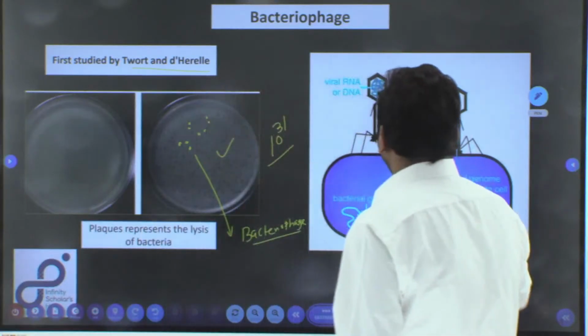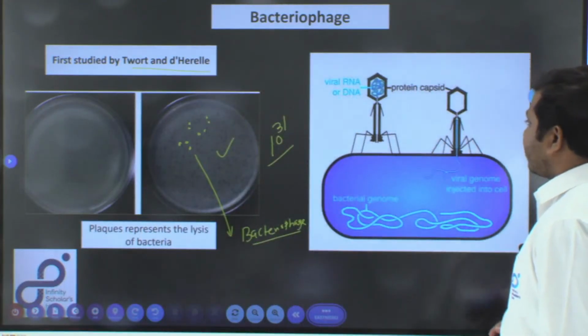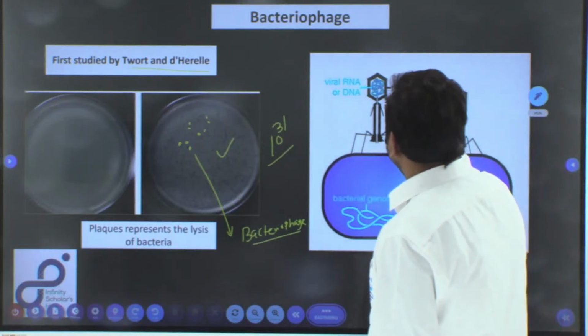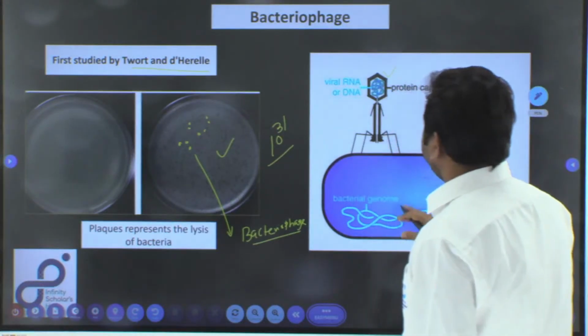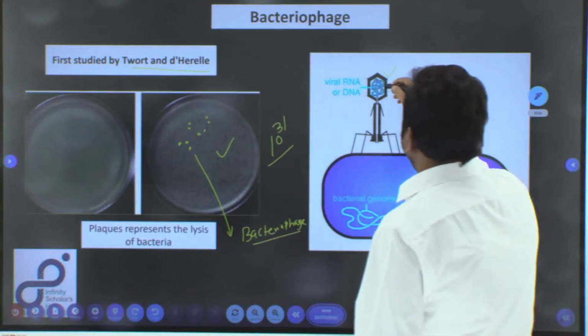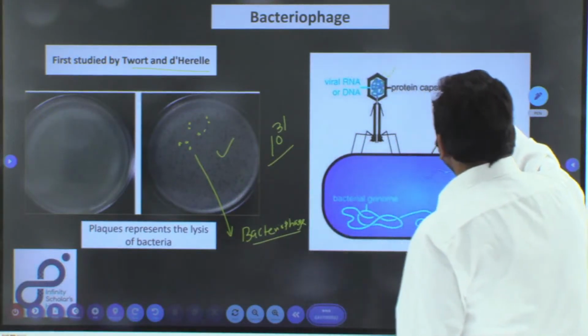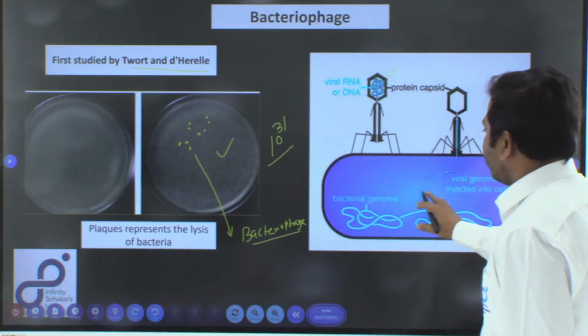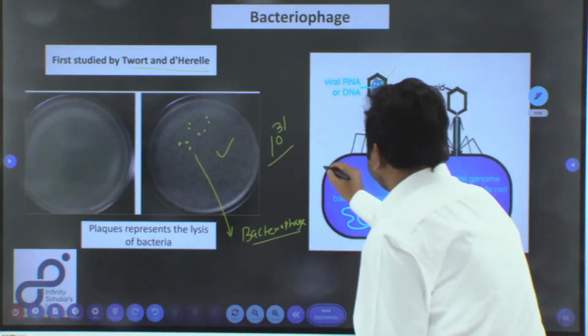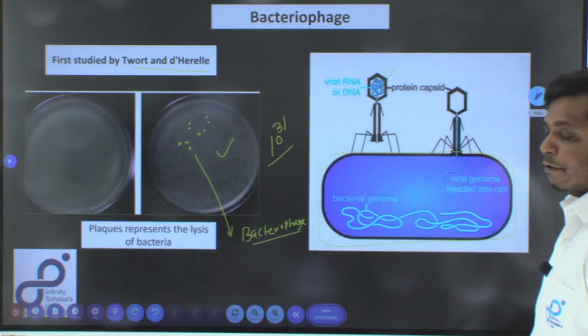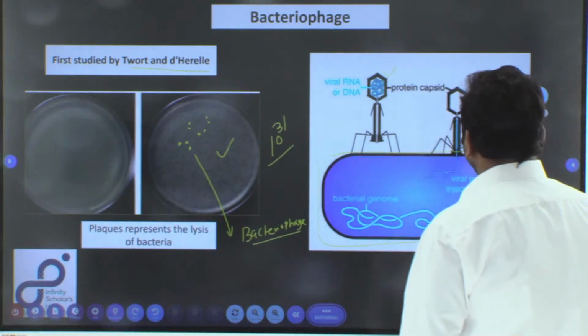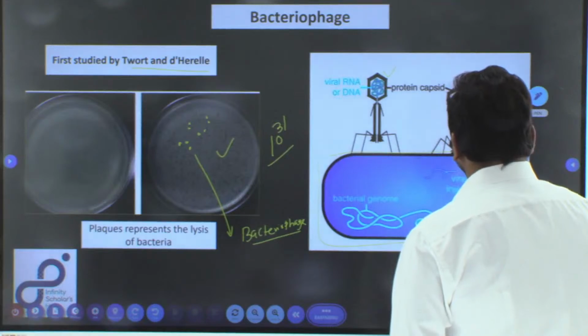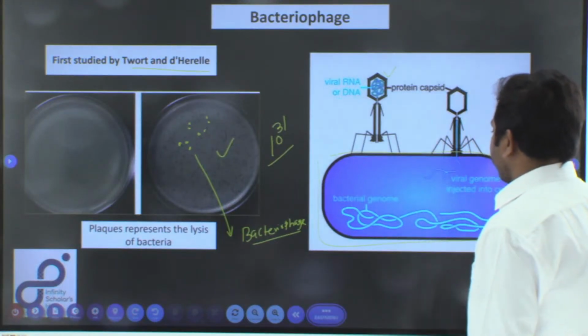So this is how a bacteriophage infects a bacteria. This is a typical structure of bacteriophage which we are going to discuss. The bacteriophage only inserts its genetic material into the bacterial cell. So if you see, this is a typical bacterial cell. Onto this bacterial cell, the bacteriophage comes and sits on it. Once it attaches on the bacterial cell, it injects its genetic material.